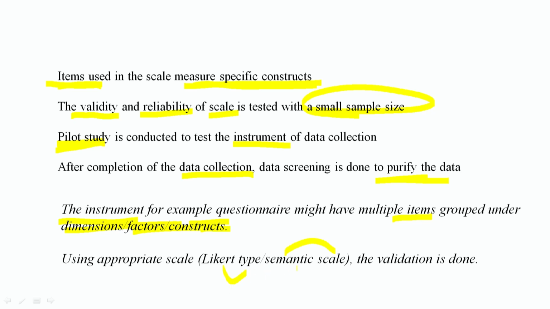Similarly, there is another scale called the semantic scale. Semantic scale again measures a particular distance. That means how strong or how weak a particular machine or instrument is, or how efficient it is, efficiency wise. So, semantic scale measures a particular aspect in a two-end continuum.